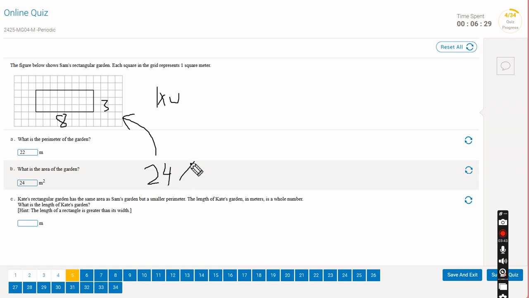So let's see what two numbers multiplied together give you 24. Look, 8 times 3, right? 12 times 2. And 6 times 4.